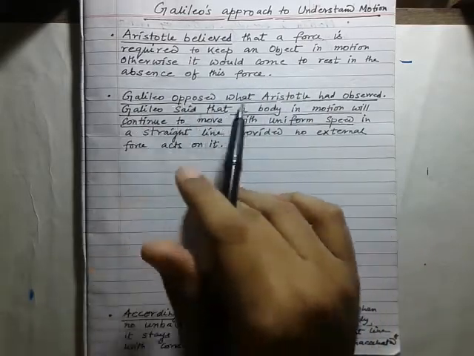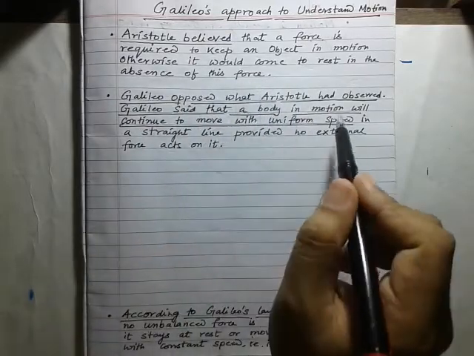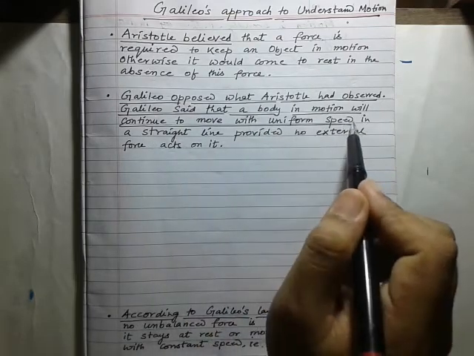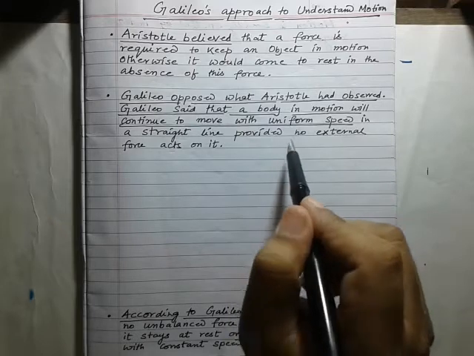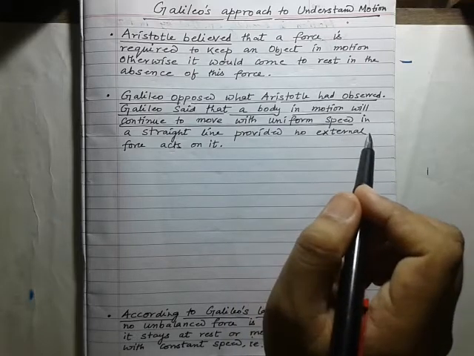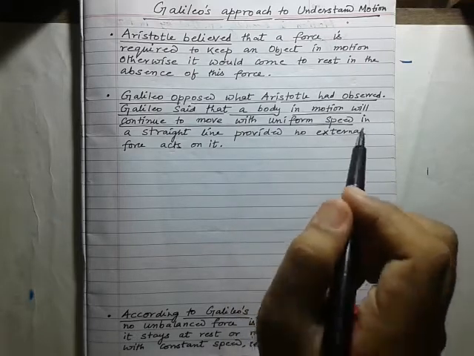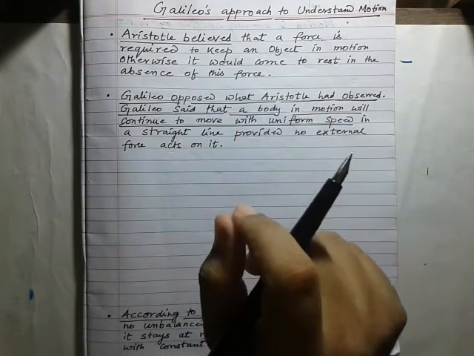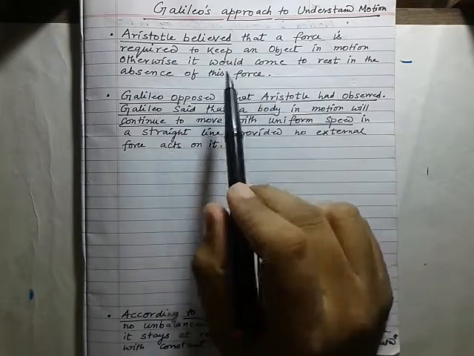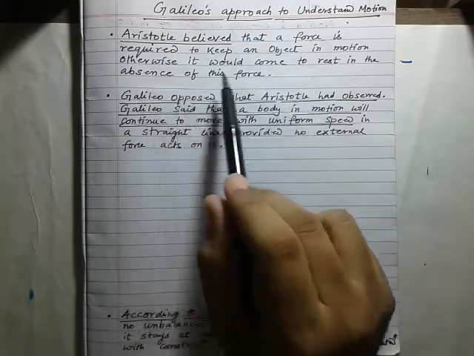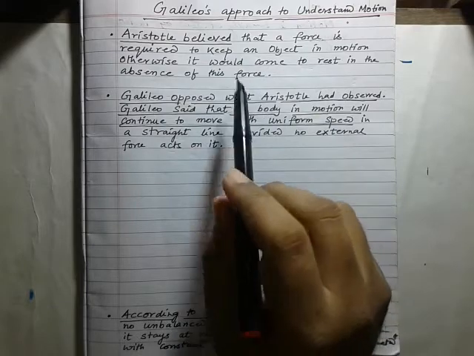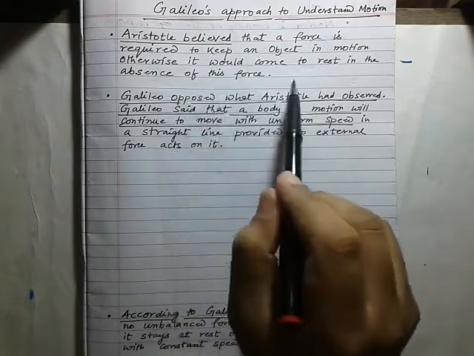And Galileo opposed what Aristotle had observed. Galileo said that a body in motion will continue to move with uniform speed in a straight line, provided no external force acts on it. So they are completely different things. Aristotle said you need a force to keep the object moving; if I don't apply the force, the object will come to rest.